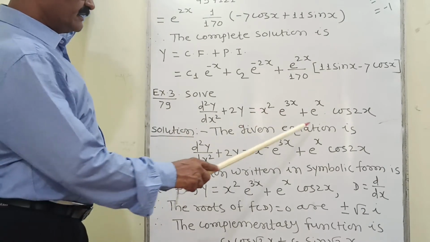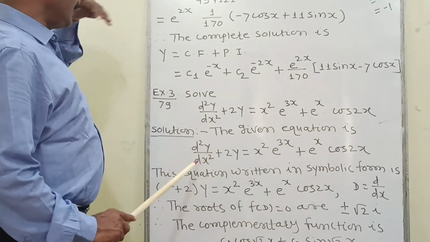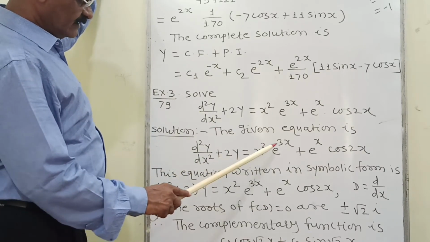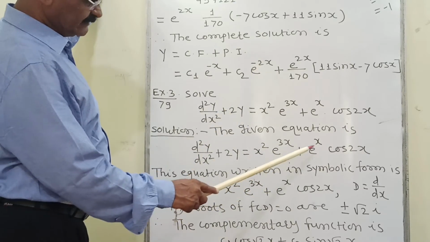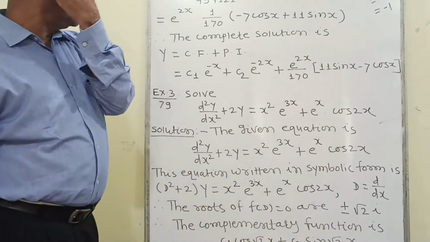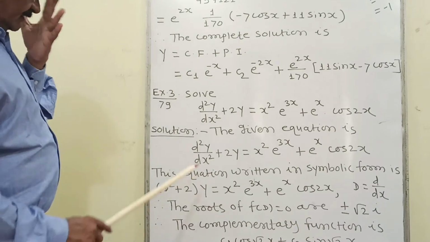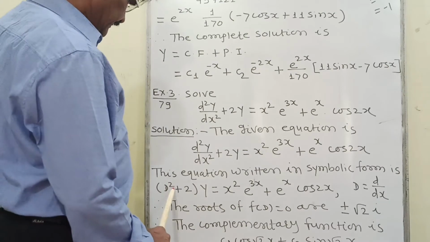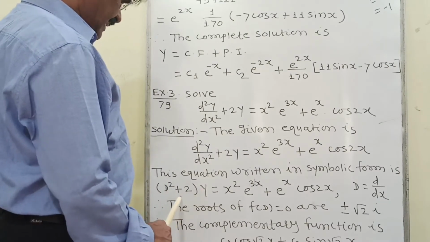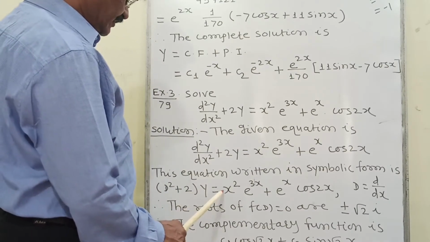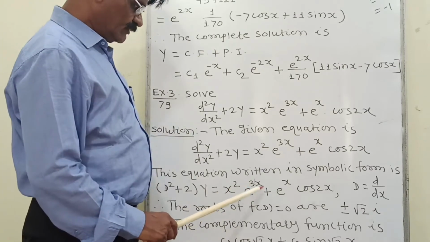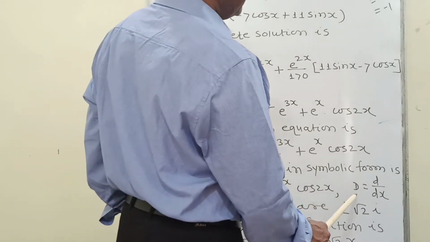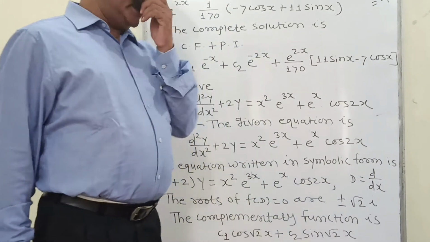Solution: the given equation is d2y divided by dx square plus 2y, which is equal to x square e to the power 3x plus e to the power x cos 2x. This equation written in symbolic form is (D square plus 2) y, which is equal to x square e to the power 3x plus e to the power x cos 2x, where capital D is equal to d by dx.